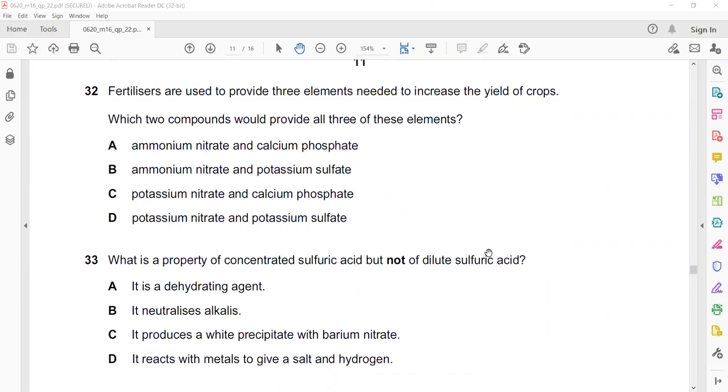Question 32. For fertilizers, we need NPK: nitrogen, potassium, phosphorus.